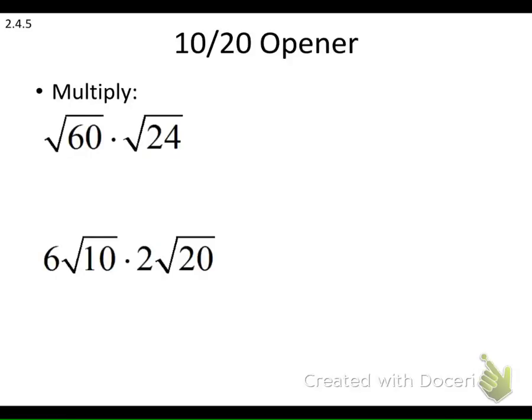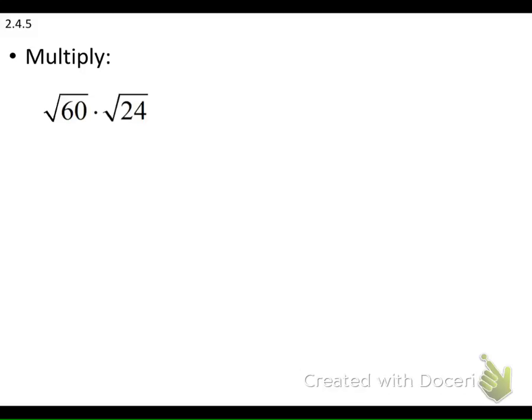All right, so today we have our opener over multiplying square roots, which you're going to have your quiz over here shortly. So let's go ahead and jump right into it. My first step is to multiply my coefficient. But because I don't have any coefficients here, I'm going to go ahead and skip to step 2. Step 2, I factor my radicands.